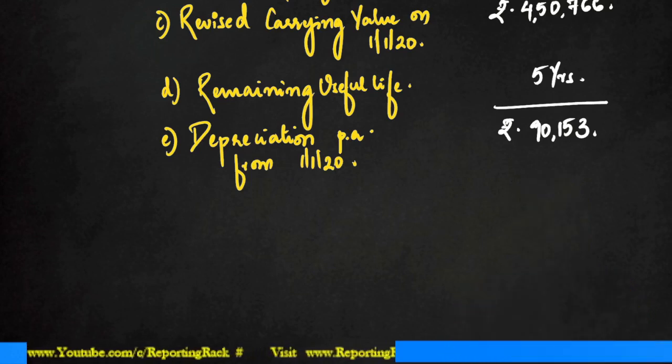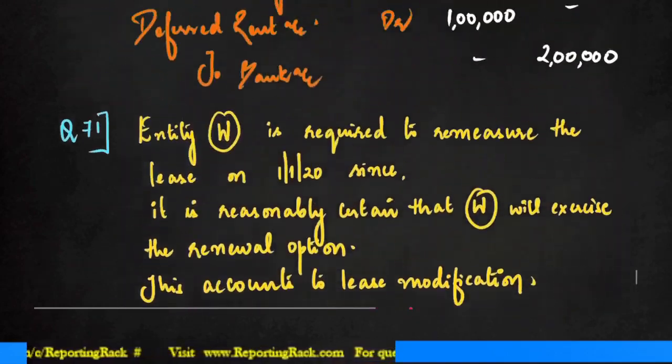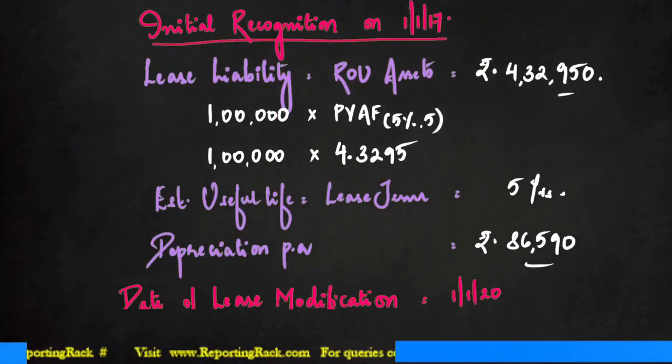If you have missed out the calculation somewhere, I'll give you time to write down. I'll just start from the beginning once again. First, let us start with initial recognition at the time of inception or commencement of lease. I measured it on the basis of 5% discount rate over 5 years because renewal is not certain, which is 4,32,950.